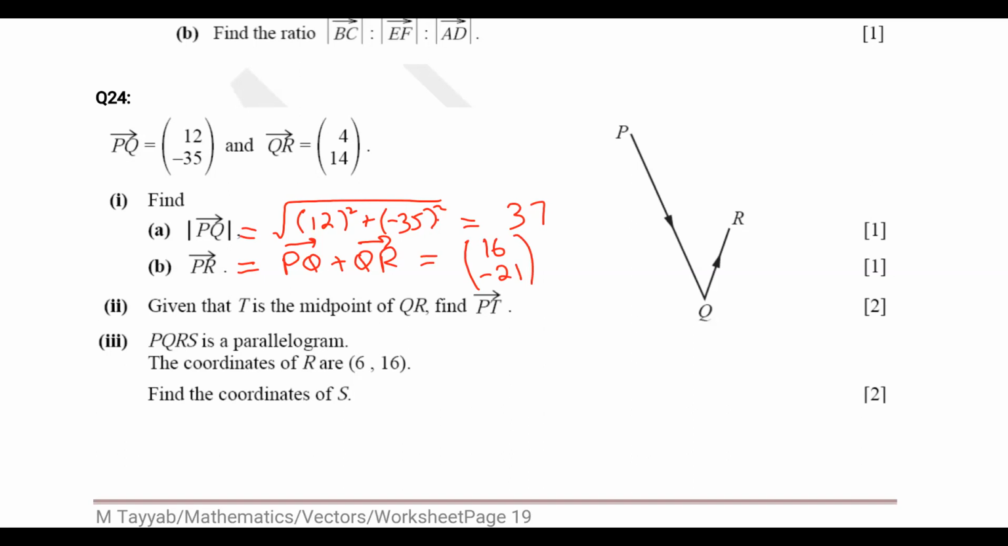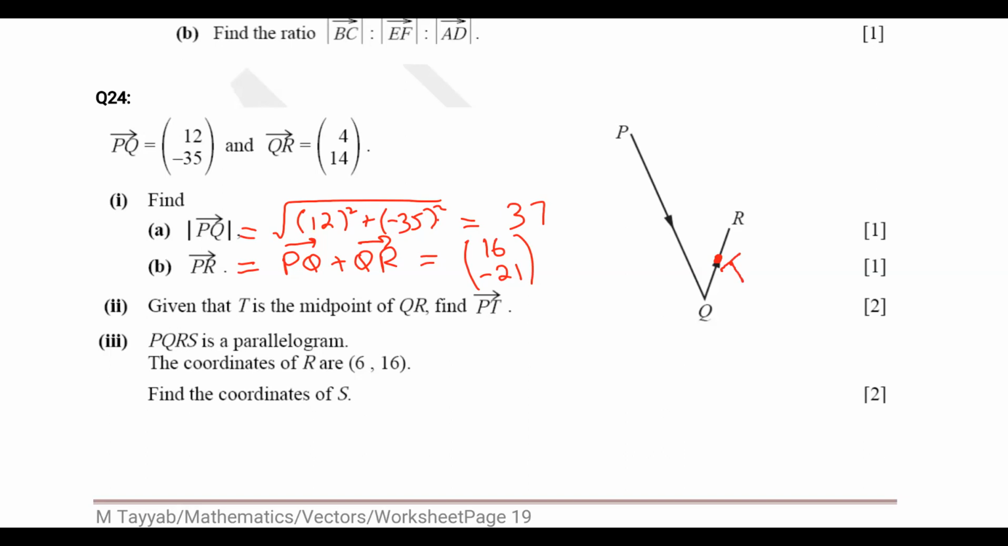Second part: given that T is the midpoint of QR, find PT. Before finding PT, I want to label T. T is the midpoint of QR. This is QR, so T is the midpoint, somewhere exactly in the middle of Q and R. Say this is T.